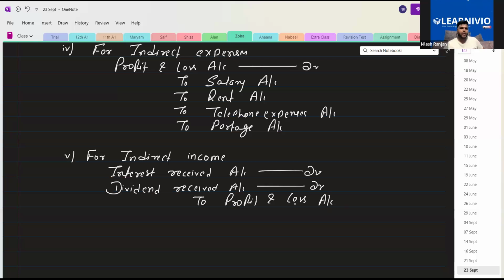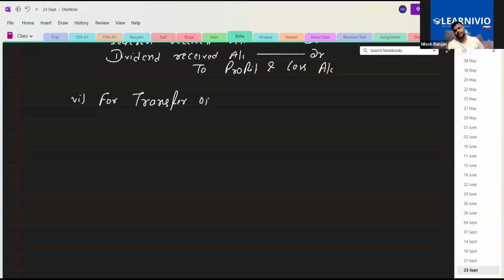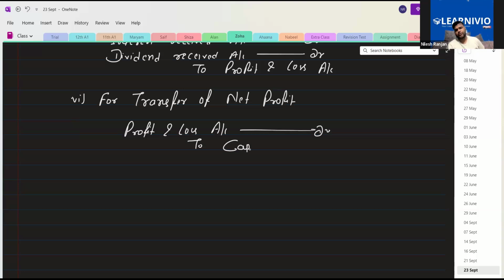Now after closing the profit and loss account, we get net profit. That net profit is transferred to capital. So for transfer of net profit, it will be profit and loss account debit because we are transferring it from here. So profit and loss account debit to capital account. It will be added to capital. Capital increases on the credit side. That's why profit will be added to capital.